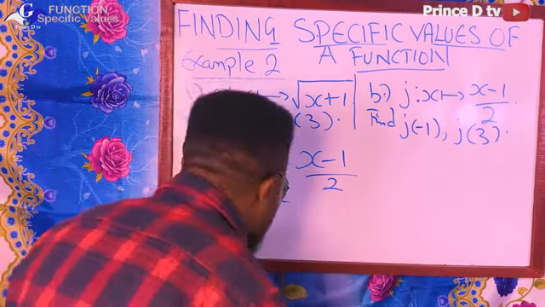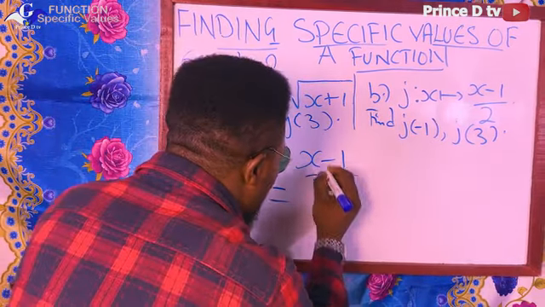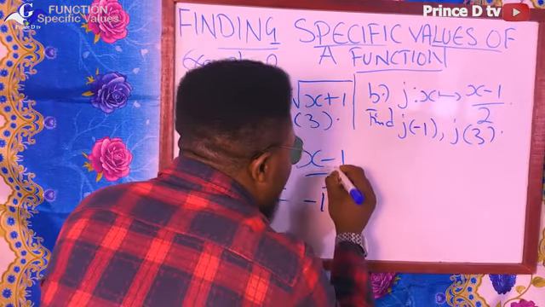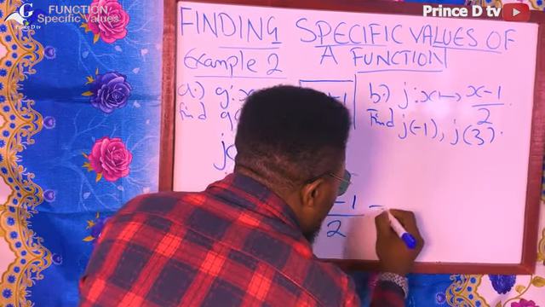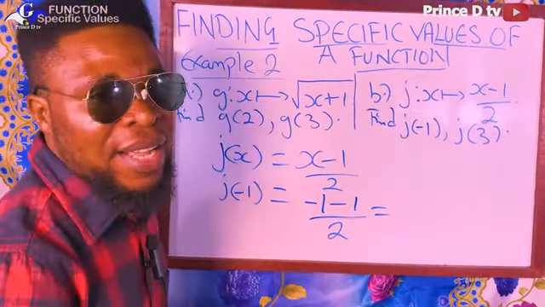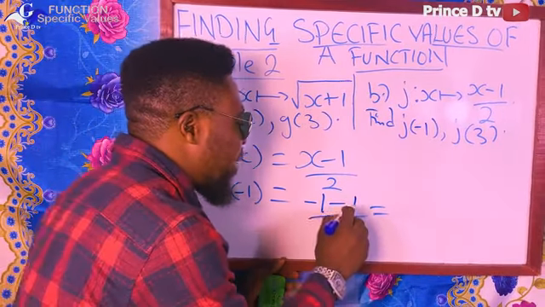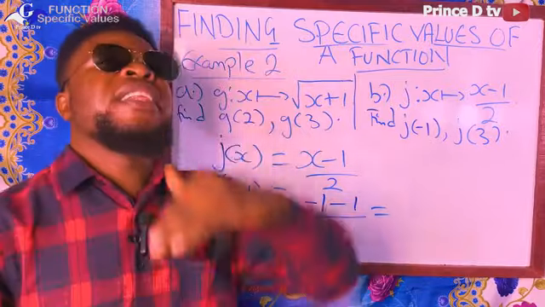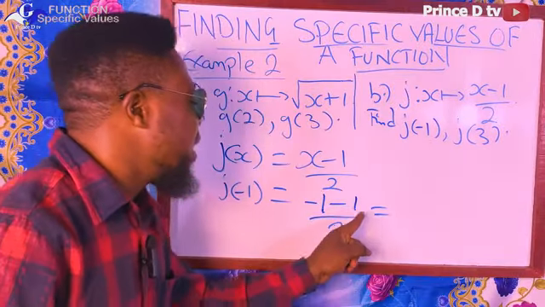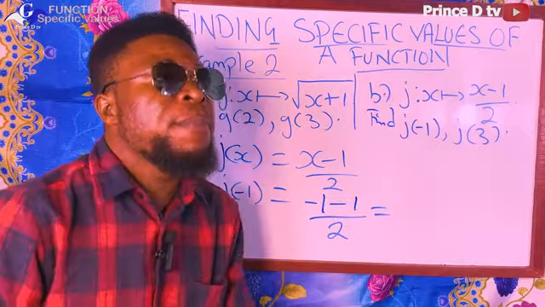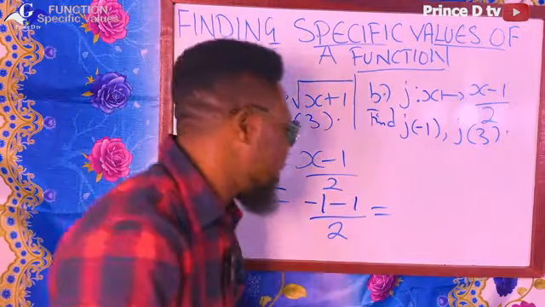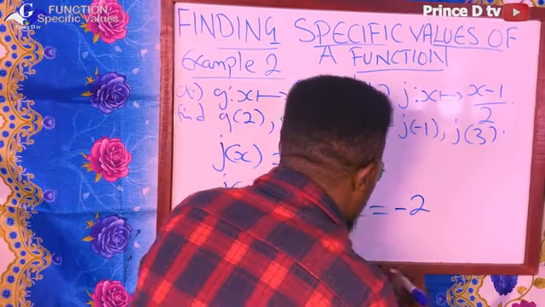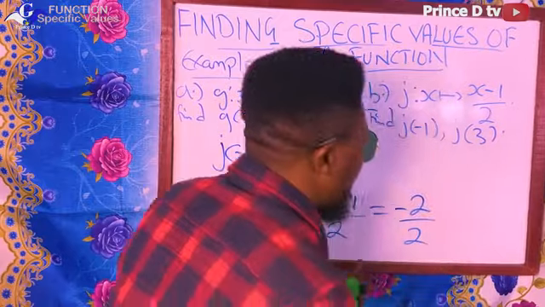So j of negative 1, we replace our x with negative 1, and we have a negative 1 behind, divided by 2. Number line has come in, negative 1 minus 1. Negative 1 is in the left part of the number line. Negative signifies I'm moving to the left how many times? 1 time. So negative 1 minus 1 is simply negative 2. And we are dividing by 2.